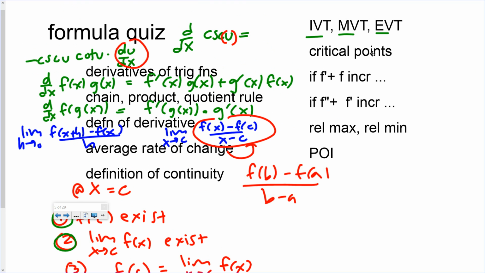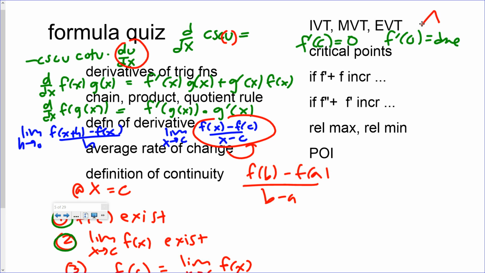Critical points happen in two situations. It's the C value or the X value when the derivative is 0 or when the derivative is what? DNE. Guys, please don't get confused between critical points and relative max and mins, okay? Relative max and mins occur at critical points, okay?